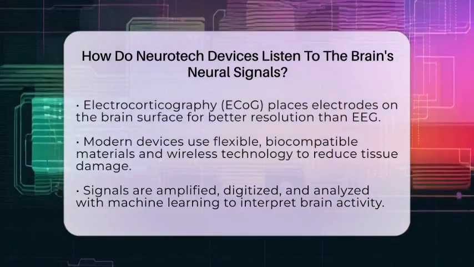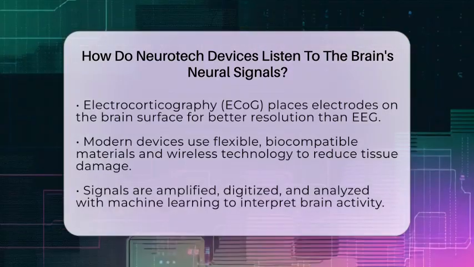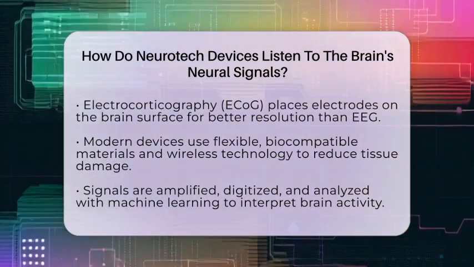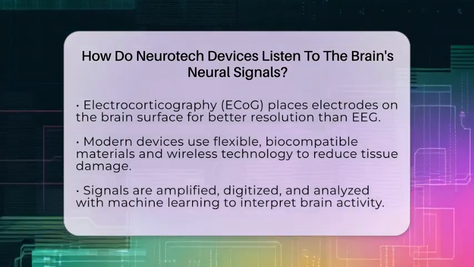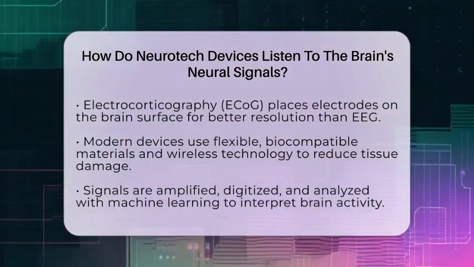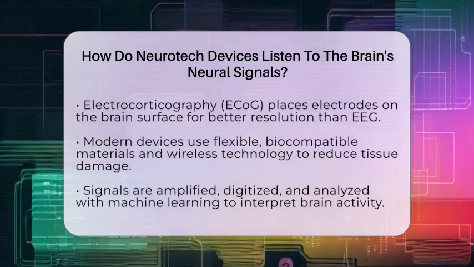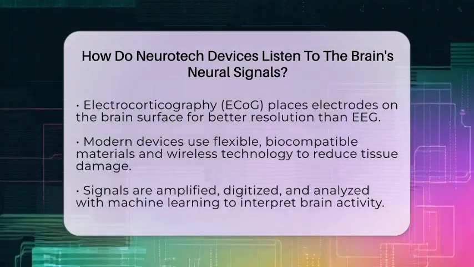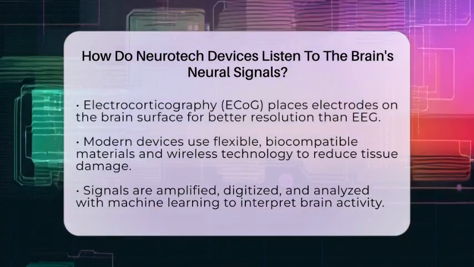Modern neurotech devices use advanced materials that are flexible and compatible with brain tissue. This reduces tissue damage and helps keep the signals stable over time. Some newer technologies are wireless, using ultrasound power or tiny microneedle arrays that sit between hair follicles, making the process less invasive and more comfortable.